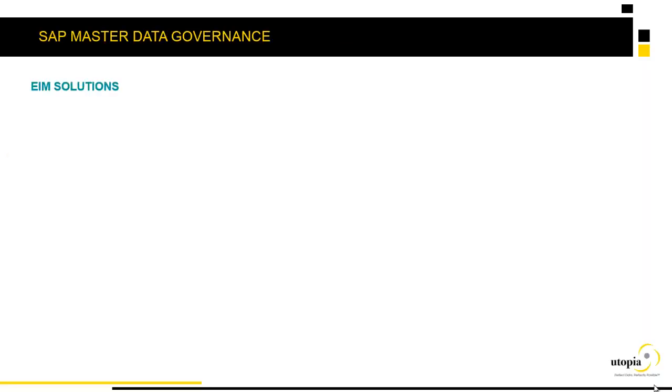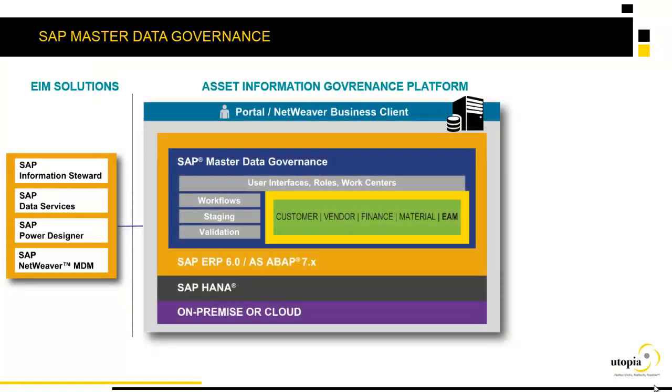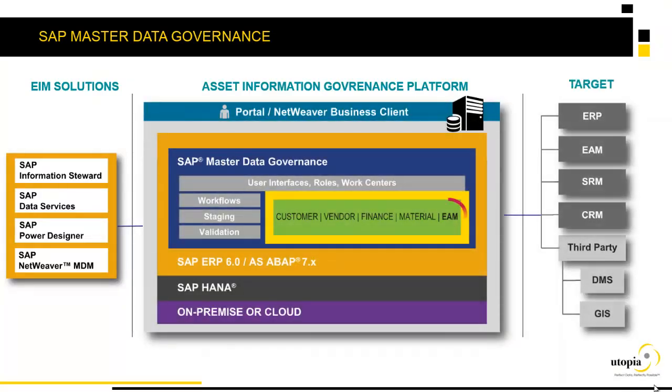This is an architectural overview of SAP's Master Data Governance. So if you look on the left, you see the EIM solutions, right? SAP Information Steward, Data Services, Power Designer, NetWeaver MDM. All of that integrates into the SAP Master Data Governance solution, which is built in to the SAP framework. This is no different, as David said, than any of the other MDG out-of-the-box content that is available. So vendor, customer, finance, material. EAM now provides you a very holistic framework from which you can manage that master data.